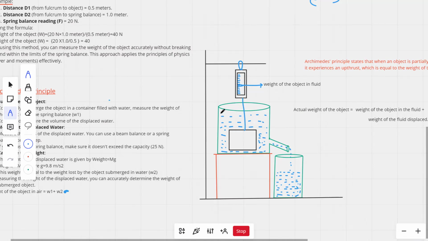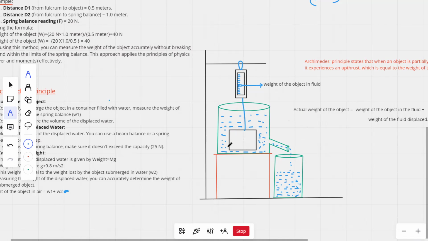Okay, and one more precaution I will take: the object should not touch the edges or the sides of the can. It will be hanging, fully submerged in the water. Now I will note down the weight of the object in fluid, that means in water. This is the apparent weight of the object, which is less than the actual weight. If I weigh the object in the air, its weight will be something, but if I weigh the object in the water, its weight will be less than the original weight. So this is the apparent weight of the object that I will note down in the observation notebook.